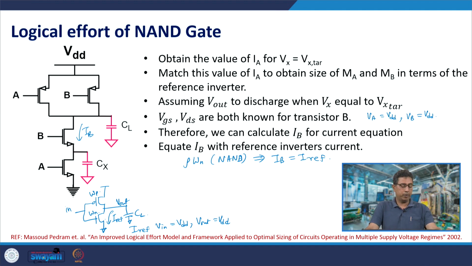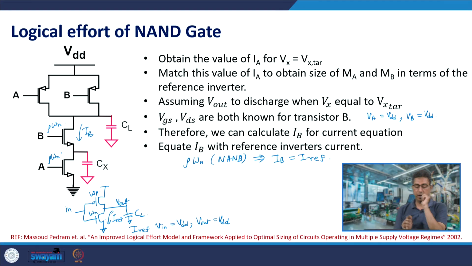So, in summary, what are we doing? Once we have found Vx star, we estimate the current through transistor B and let that current equal the reference inverter's discharging current Iref. For that, we increase the width of transistor B to rho Wn, so that these currents IB and Iref match. That is how we obtain the size of the N MOSFET in this.